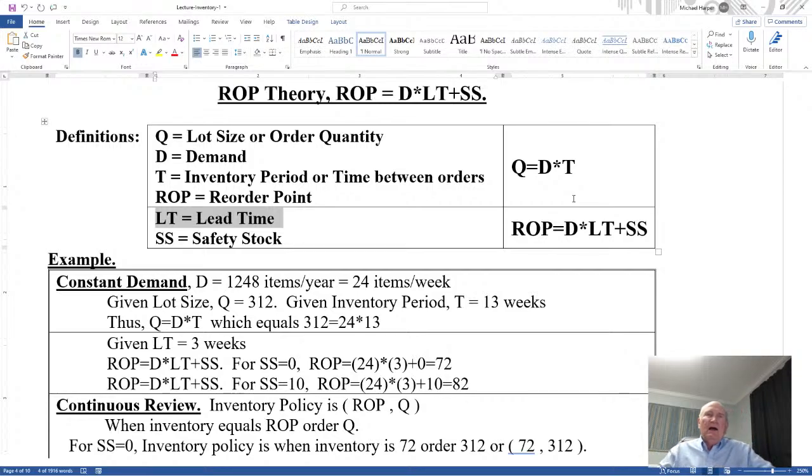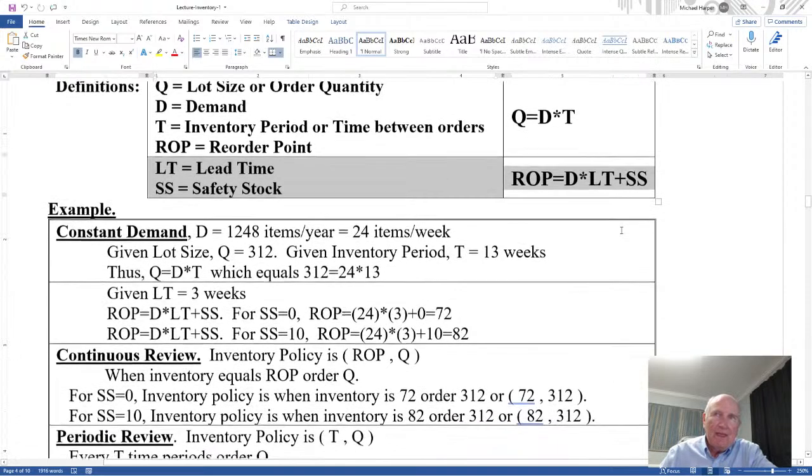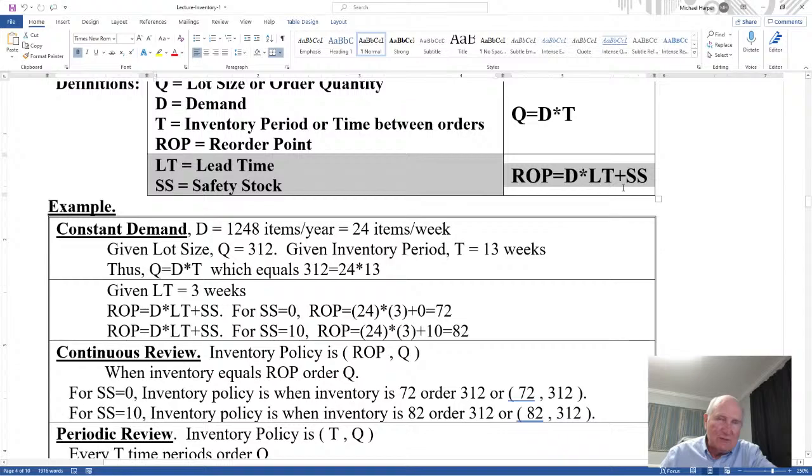Okay? And then safety stock is carrying inventory, again, to guard against stock out. And we'll define that here in just a minute. And so the fundamental equation of our reorder point, ROP, is demand times lead time plus safety stock. And we will revisit this next week as well. I mean, next week when we get into stochastic.